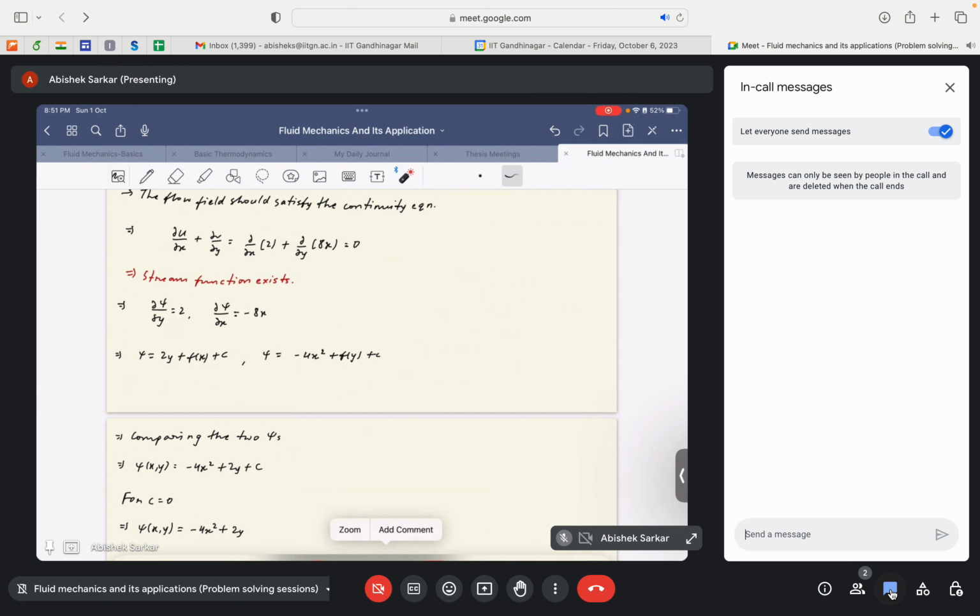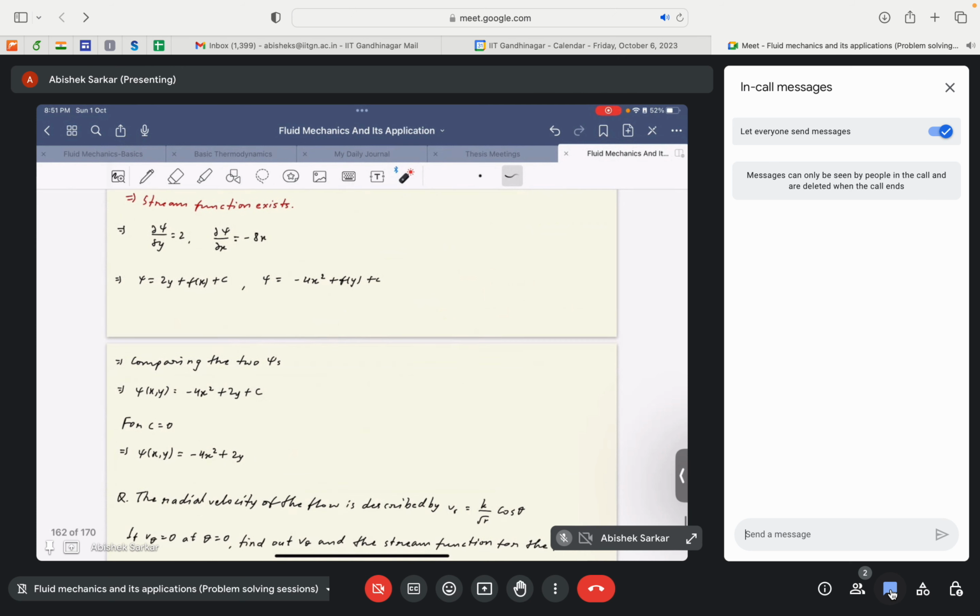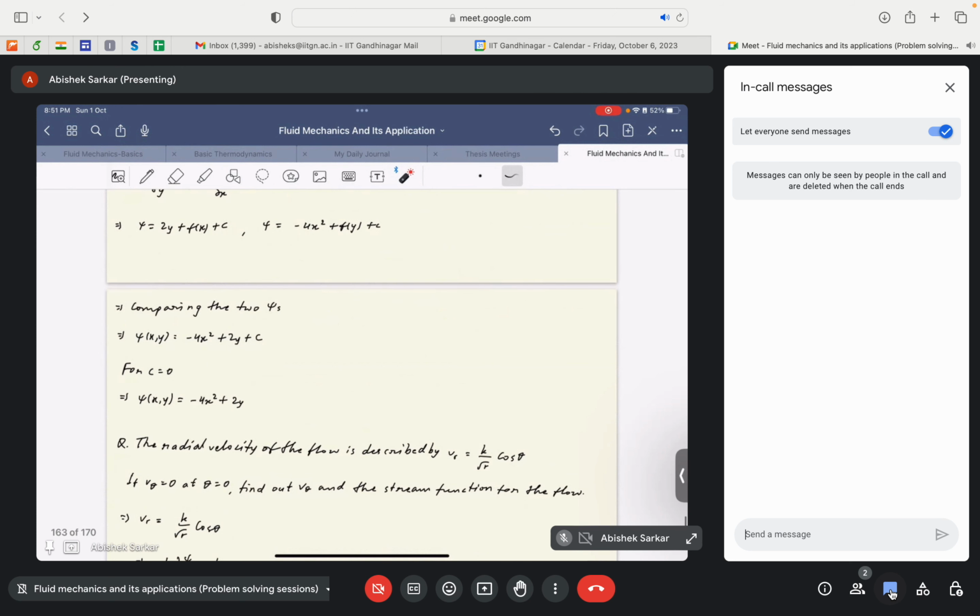For the second component, we integrate psi with respect to x, we get that psi equal to minus 4x square plus f of y plus c. Again we just compare these two terms to get that psi of x, y is equal to minus 4x square plus 2y plus c. Set the arbitrary constant equal to 0 to get that psi is equal to minus 4x square plus 2y. Okay.